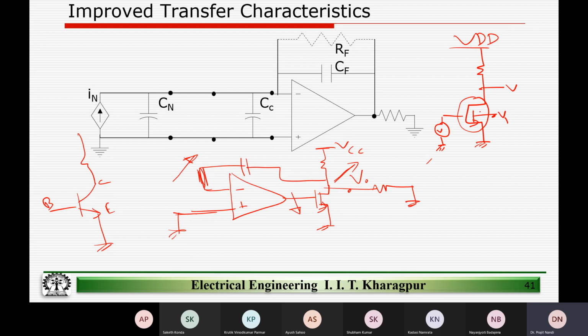So the body is kind of a less talked about terminal, used for some other reason, or it is not under your control all the time. And that also we'll discuss, that even if you want to connect the body to some other voltage, in many applications you will not be able to connect, and why that happens, that also we can discuss.